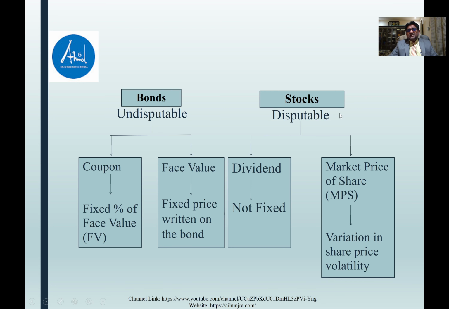If arguable, there is subjectivity. If subjectivity, there is variation. If there is variation, there is uncertainty. Then more will be the risk. Undisputable means non-arguable. It means coupon and face value will remain fixed over the life of the bond.